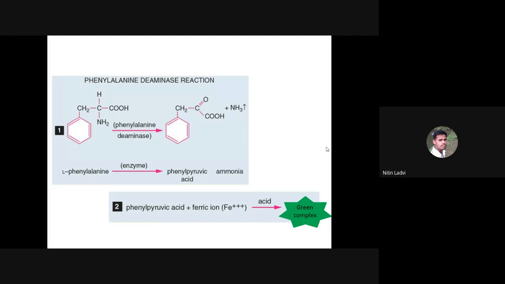And if there is no enzyme, we do not get any end product like phenyl pyruvic acid, and that's why it will not react with the ferric ions, and we get no color change or no color development, and that is the negative test.